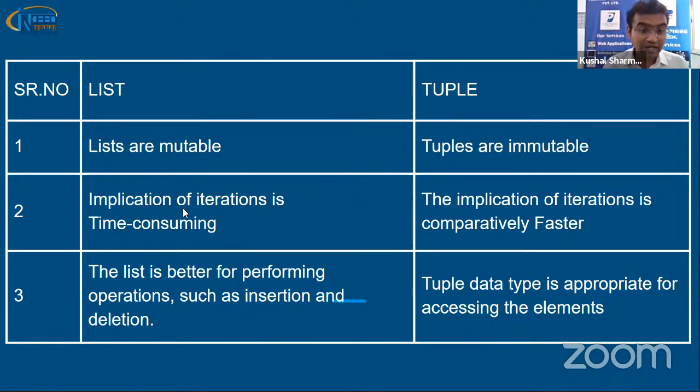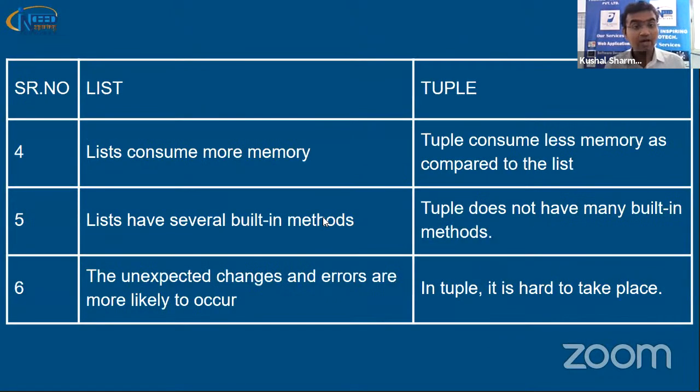Now, iteration is time consuming in case of a list. Iteration is comparatively faster in tuples. The reason is they are immutable, so they are faster. The list performs better in operations such as insertion and deletion, and a tuple is appropriate for just accessing elements. So understand, whenever you have data with a fixed number of elements, go for tuples. But if you have data which is dynamically increasing or decreasing, you must use a list.